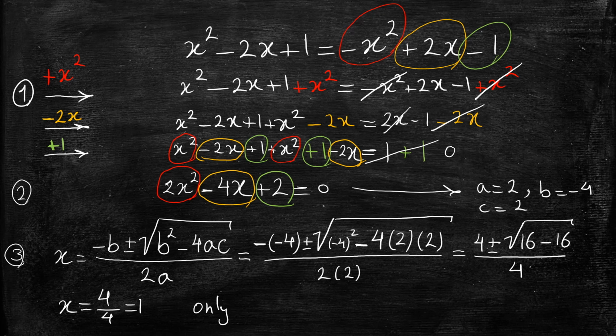Only one answer. So I told you in one of the previous episodes, second degree equations could have two different answers. They could have only one answer. This is the case where there's only one answer. And that happened when under the square root we got 0. Okay, let's see another example.